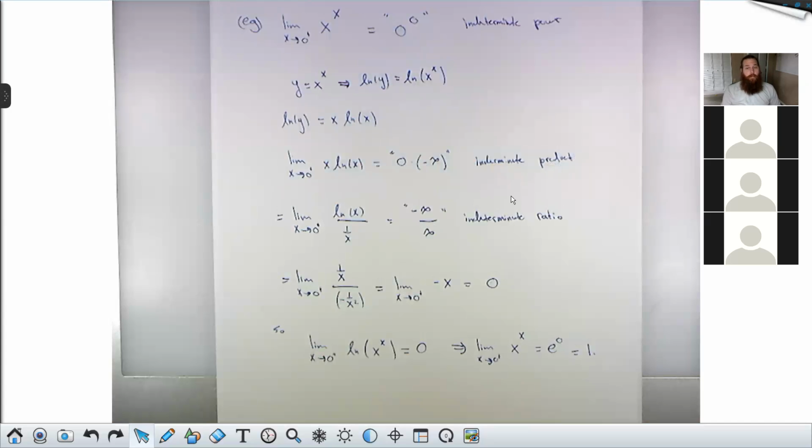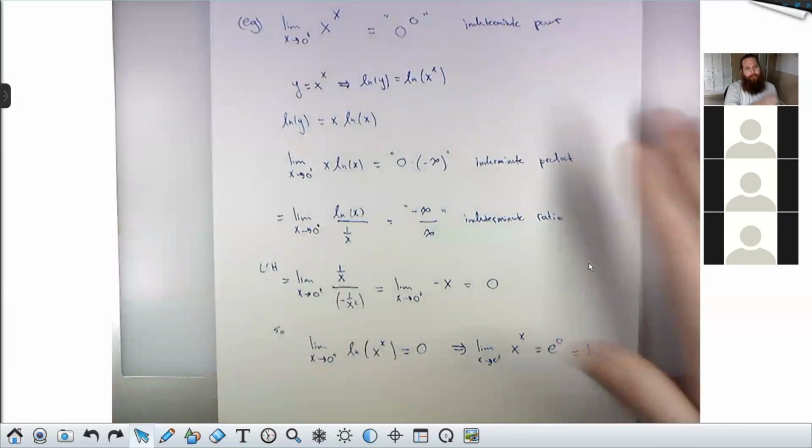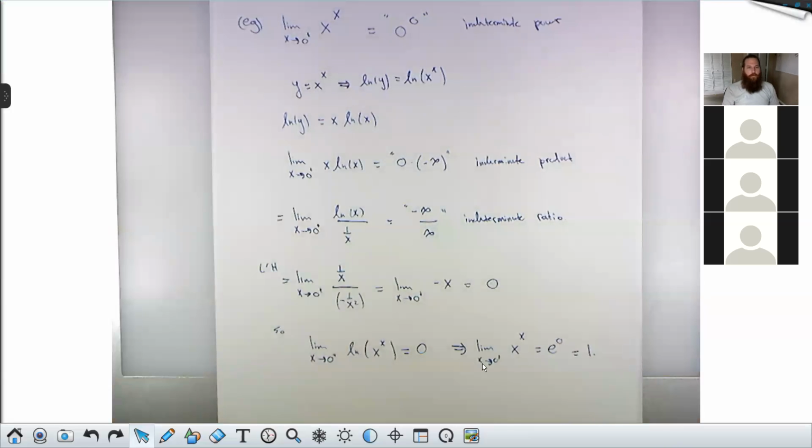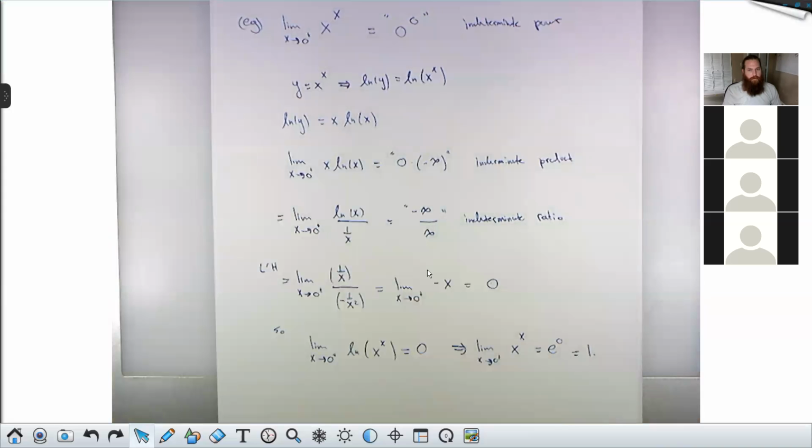To turn that indeterminate product into an indeterminate ratio, I rewrite the x term here as a divide by 1 over x here, and that does give me my indeterminate ratio. So from there to here, I'm using L'Hopital's rule. The derivative of ln x is 1 over x. The derivative of 1 over x is negative 1 over x squared. If you take this ratio, you flip and multiply, then you will get something that simplifies to negative x.